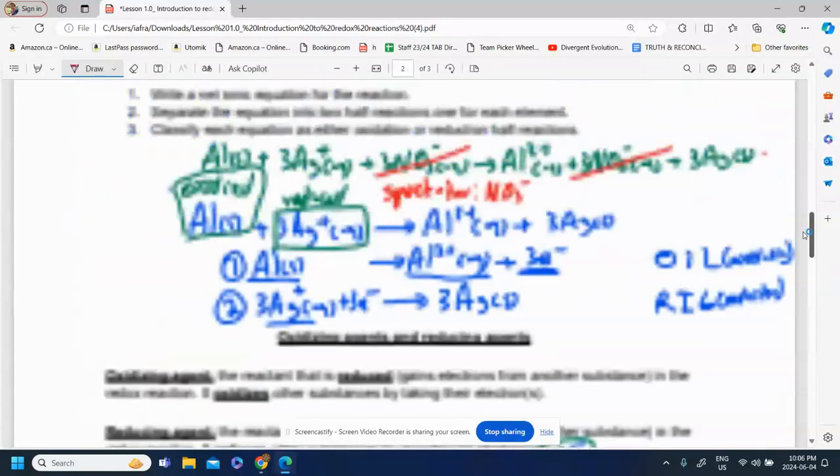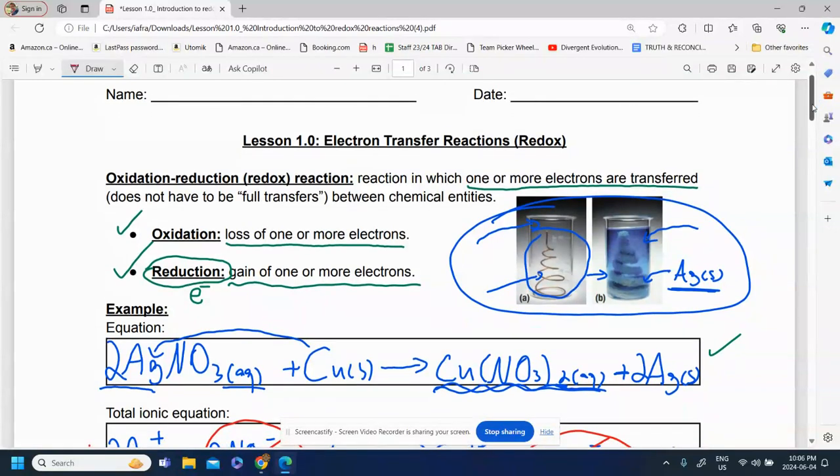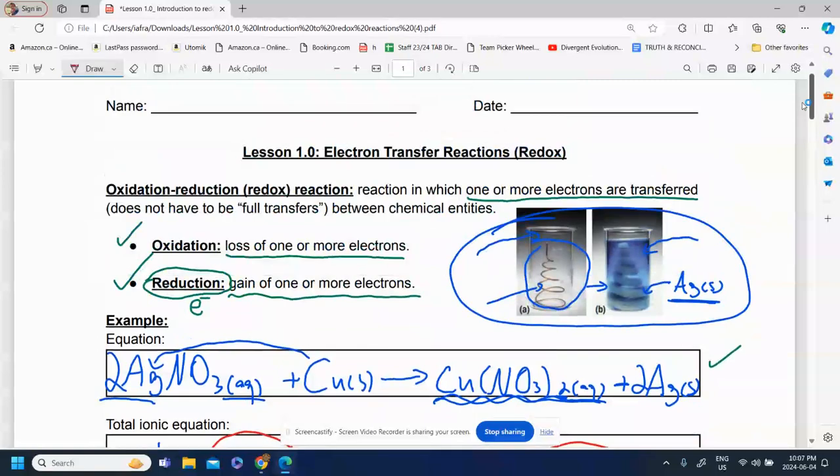So in this lesson, we saw a brief introduction to redox reactions, which is a short form for oxidation-reduction reactions, where there's a transfer of electrons. The oxidation involves the loss of electrons, reduction involves the gain of electrons, and the one that is oxidized is a reducing agent. The one that is reduced is the oxidizing agent.